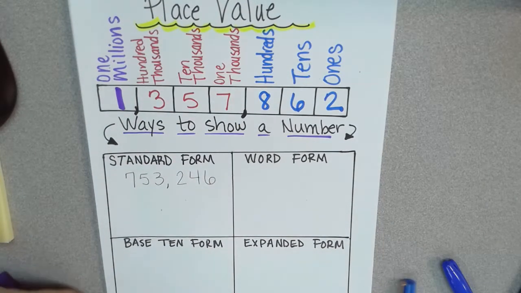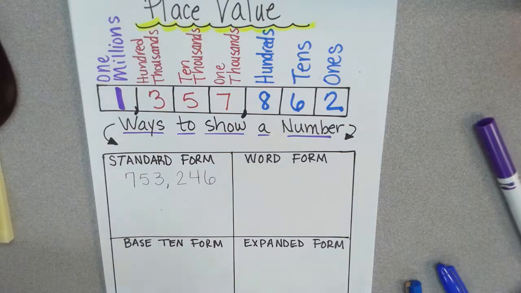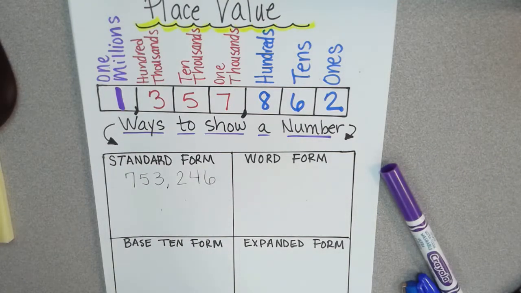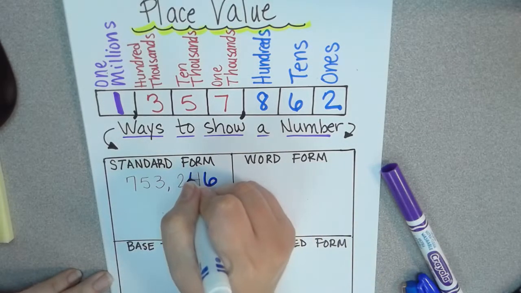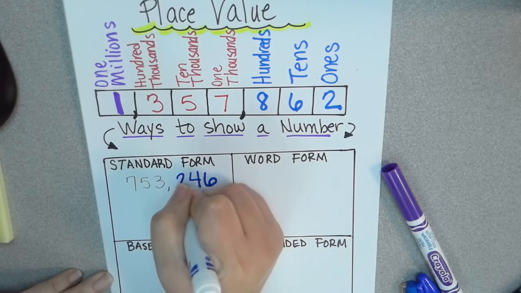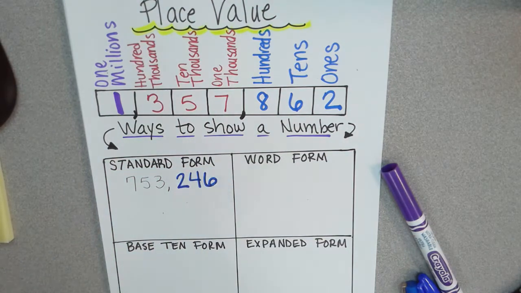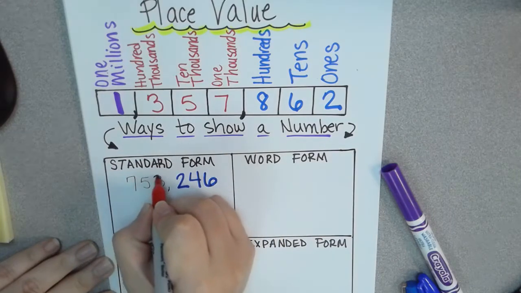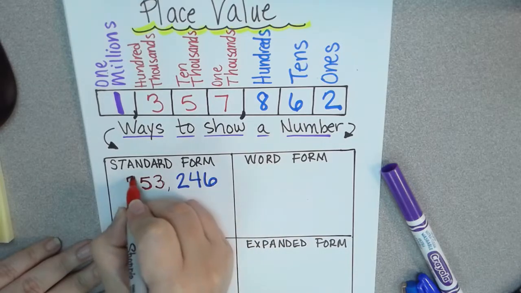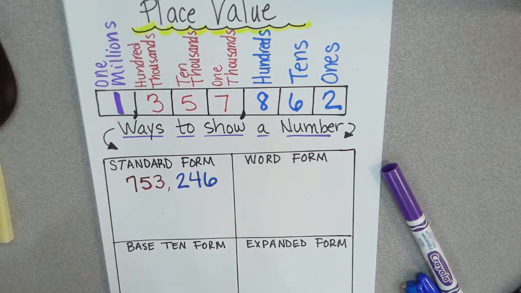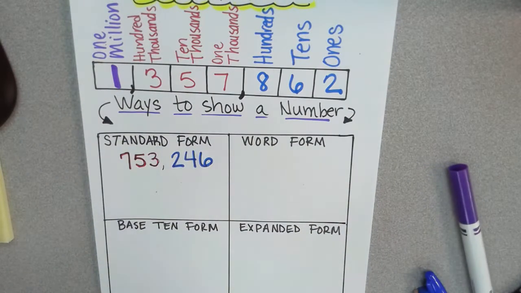Okay, let me do this real quick. Think of it this way. I'm going to use this red and this blue. Here we have our 6 ones, we have 4 tens, and we have 2 hundreds. We have 3 thousands, we have 5 10,000s, and we have 7 100,000s. Okay, so this is the standard way of writing a number, the normal way of writing a number.